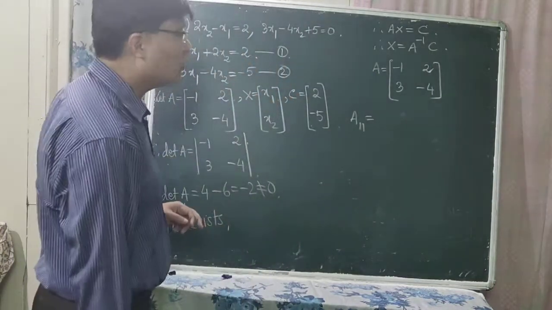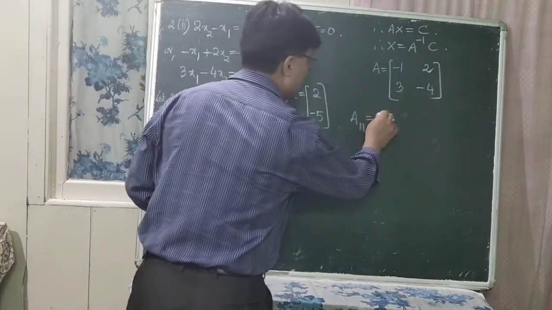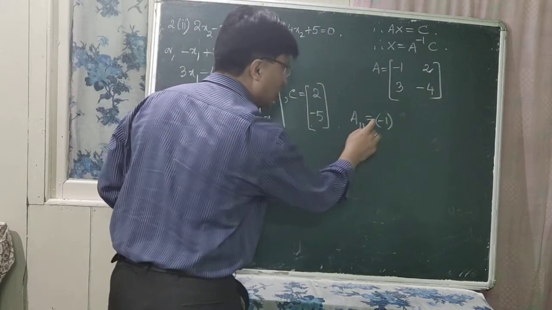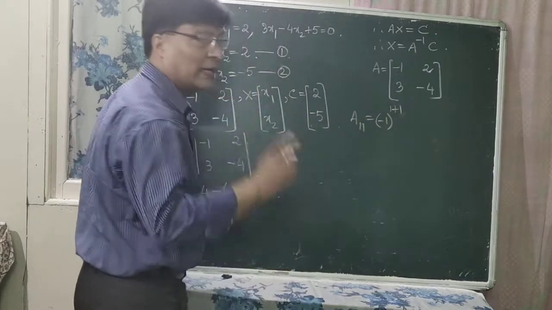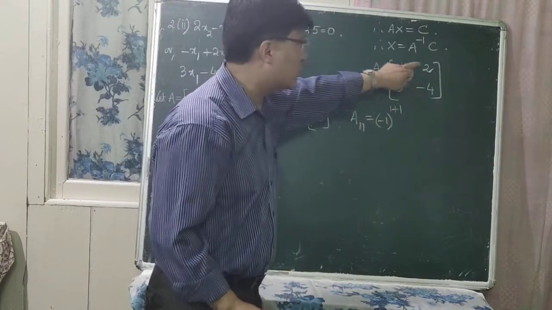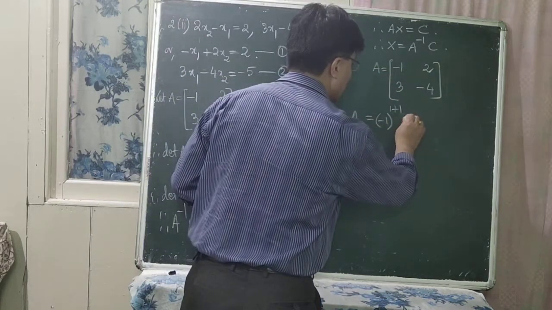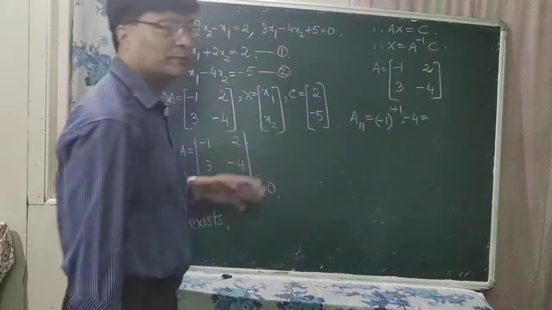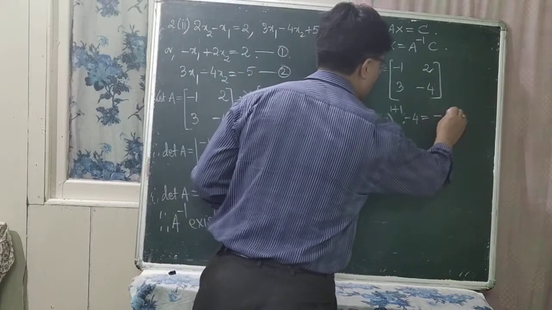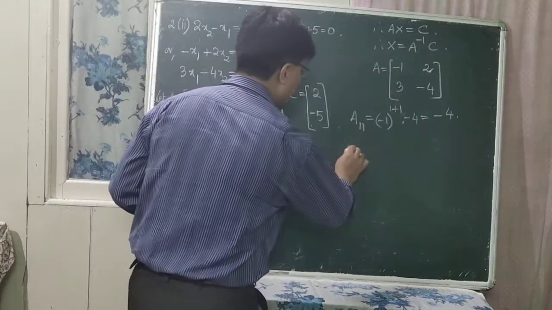So in order to know the cofactor, you should consider the sign. How can you consider the sign here? Always minus 1 whole to the power 1 plus 1. Now, you have to delete the row and the column through the element minus 1. That means first row and first column are deleted. What remains? Minus 4. Minus 1 whole square is always plus. Plus and minus is minus 4. Minus 4, right?